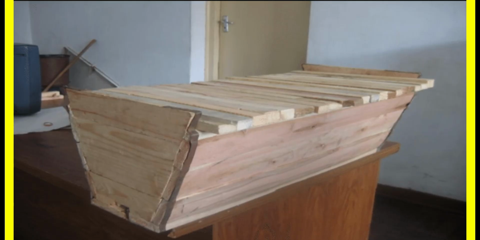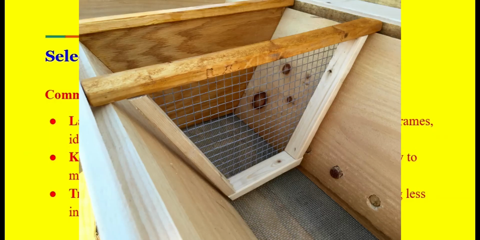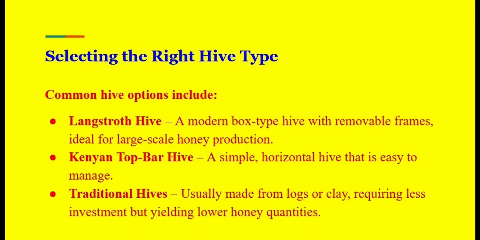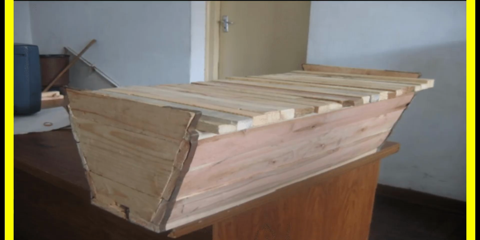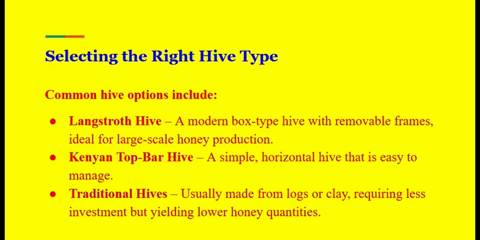So the Kenya top bar hive is just a simple hive, but these days they've started putting a queen excluder in it. Normally, some people just leave it like that and won't put any queen excluder. Whenever the hive is ripe for harvesting, they go and harvest, not minding whether eggs are there or not, but at least they know where to harvest from. Once the honey is ripe, they know the frames to harvest from.